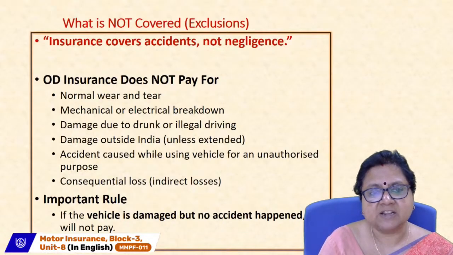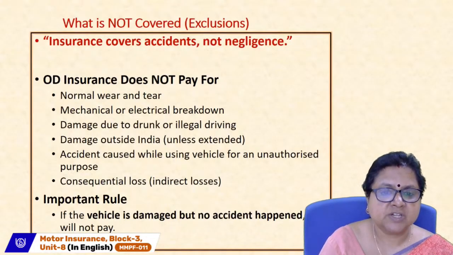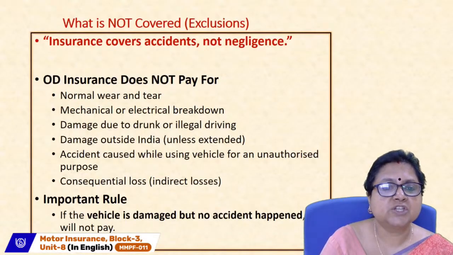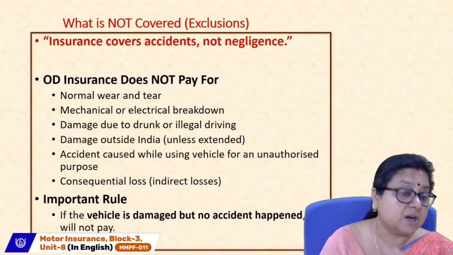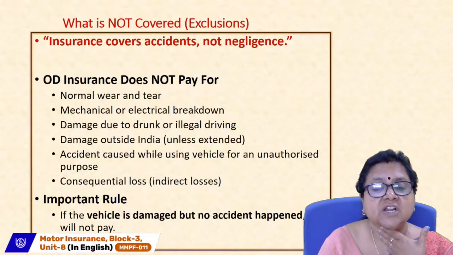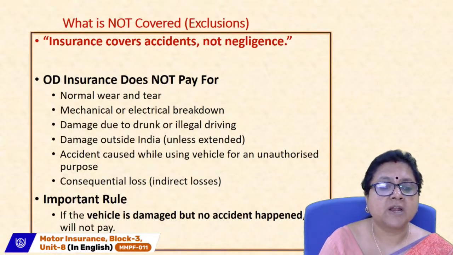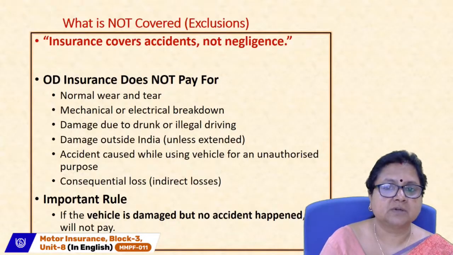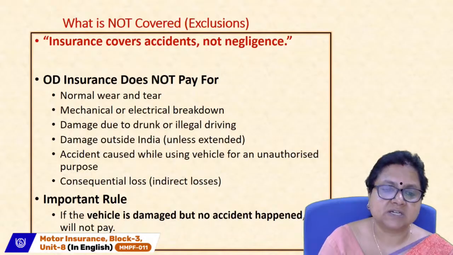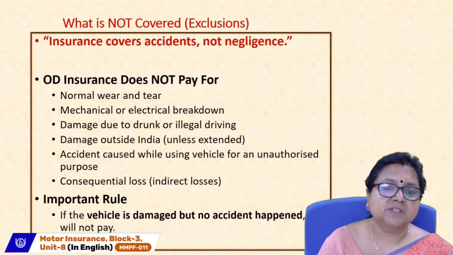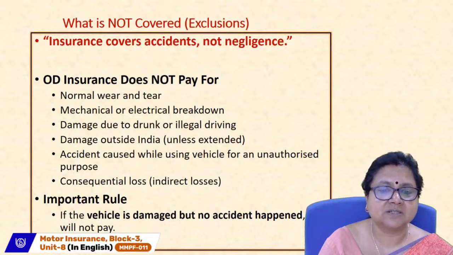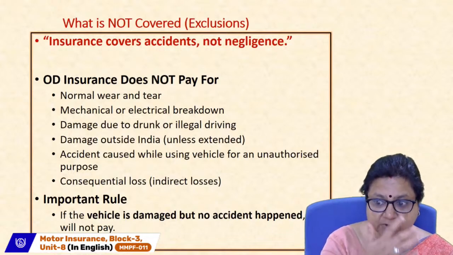So these are different types of activities under which circumstances the motor insurance companies will never settle the claims for damages linked with such activities. If the vehicle is damaged but no accident has happened, the OD will not pay. An accident has to happen. Whenever an own damage claim is settled, it has to be proved that the accident has happened. If the vehicle is standing and there is damage but no accident, then the OD will not be liable to pay for that.